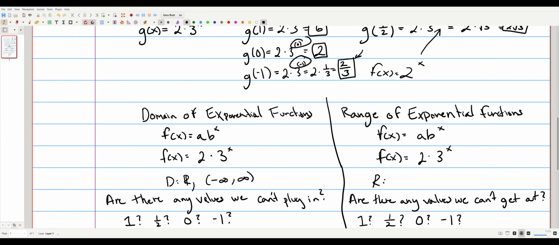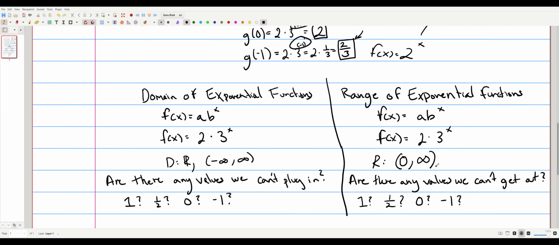So the range of exponential functions is going to be, you can basically get any fractions, but you can't get 0, because even when we plug 0 as a power, we get 1 out. So the range is going to be 0 to positive infinity. Okay? So the domain of exponential functions, every exponential function is going to be all real numbers, and the range is typically going to be 0 to infinity.